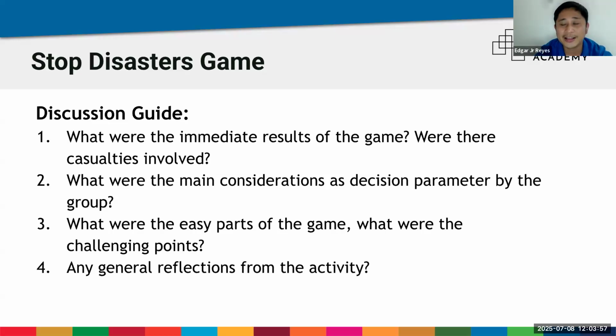We've chosen, well, I actually chose Tsunami. And in terms of resources, it's the medium number of resources available in the area. And the immediate result of the game, it was a success. So congratulations to our two mayors for carefully putting a really good design for their community. And although there are around 58 casualties from the tsunami, still the verdict for the actual game was a success. So what were the main considerations as decision parameters by the two mayors?